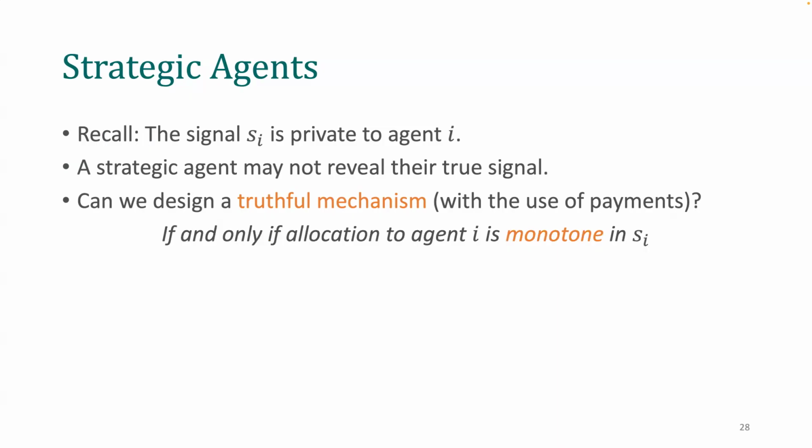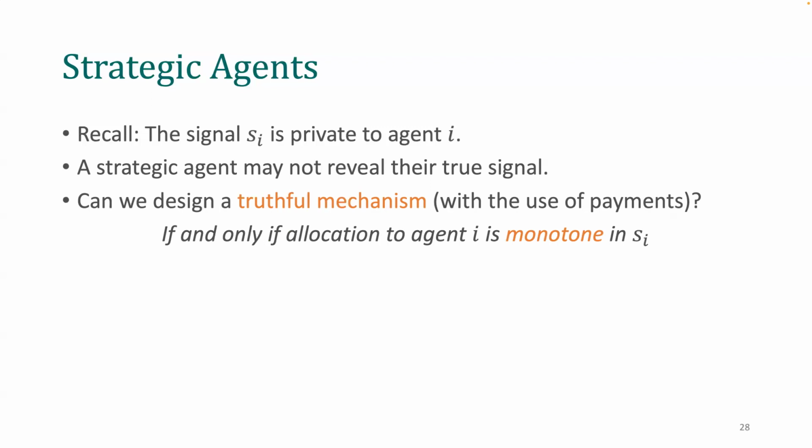Okay, so in other words, if agent i is going to be accepted at signal Si, when they increase their signal, they should continue to be accepted. It cannot be the case that when they increase their signal, we suddenly stop accepting them. So fixing everybody else, if agent i is accepted at signal Si, it has to be the case that they will continue to be accepted even if they increase their signal Si.